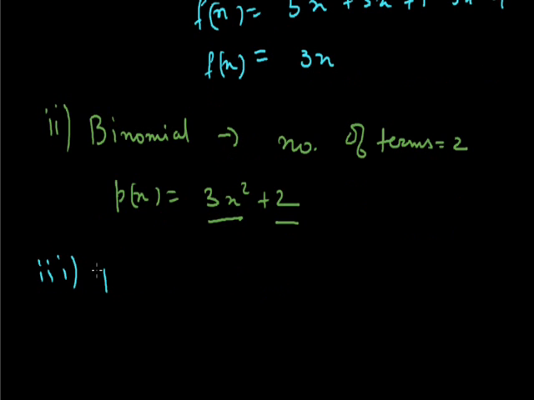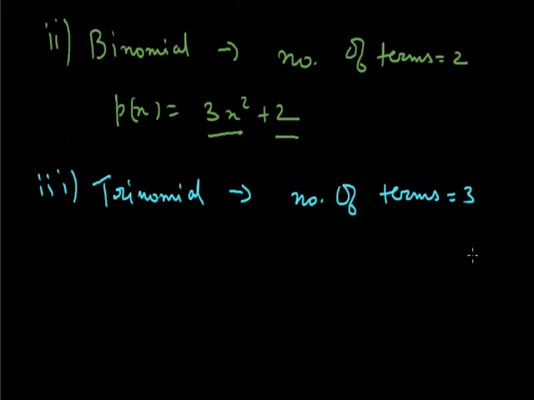Third is the trinomial. The number of terms present in a trinomial will be 3. For example, a polynomial p(x) = 3x square plus 5x plus 1 is a trinomial since the number of terms is 3. The first term is 3x square, the second is 5x and the third term is 1.